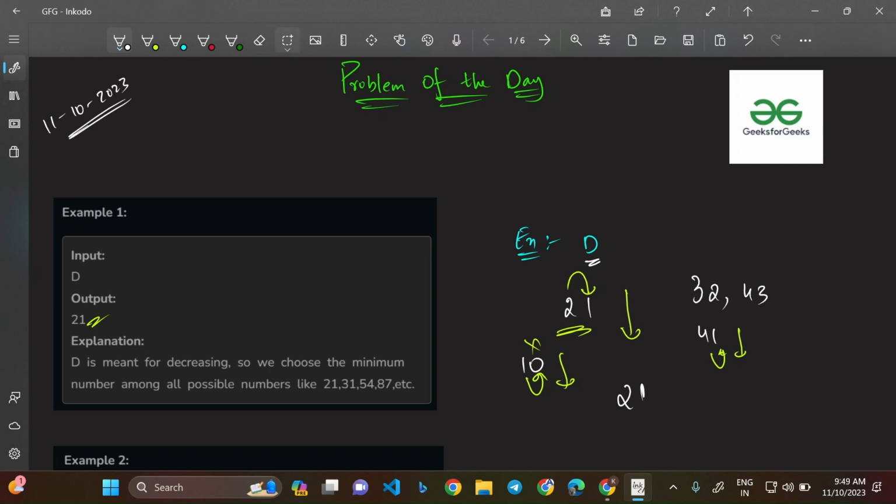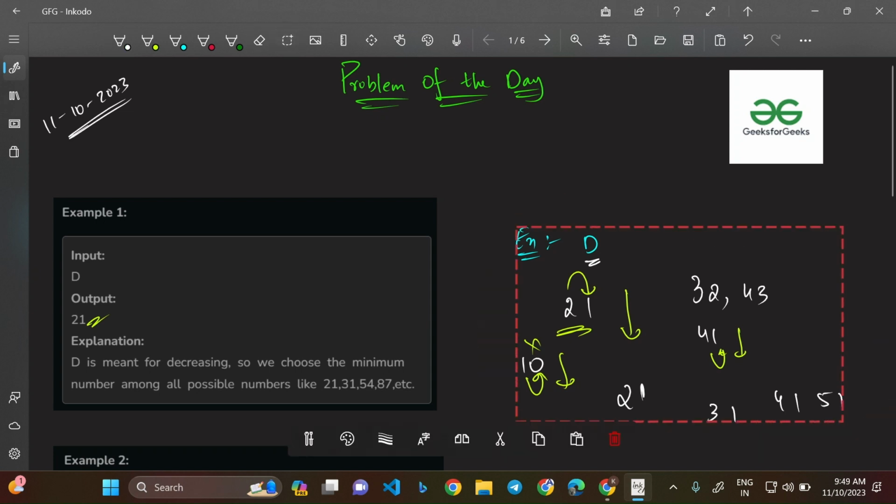I hope you understood. 31 is a possibility, 41 is a possibility, 51 is a possibility. A whole lot of possibilities are there, but we need to put out the minimum value. I hope you understood why 21 is the answer for this particular question.